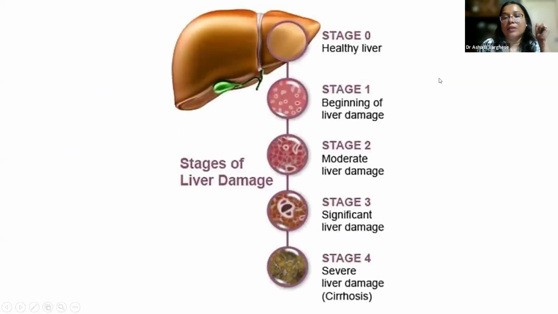So this is the healthy liver, stage 1, beginning of liver damage. Stage 2, moderate liver damage. Stage 3, significant liver damage. And stage 4, severe liver damage. This is the fibroscan results. We'll be speaking about it further. You'll understand.